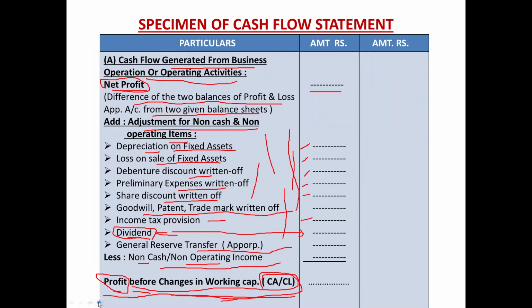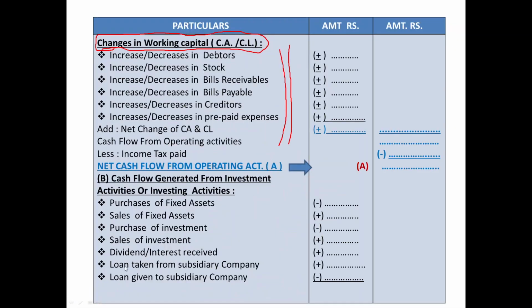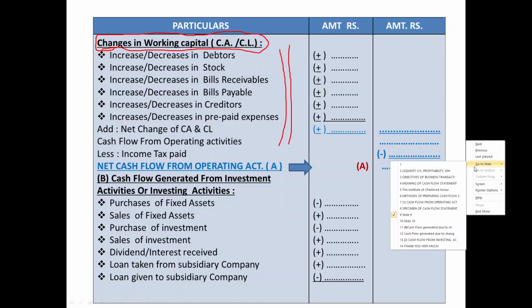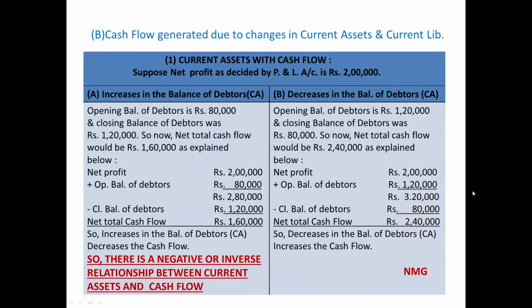So once you have decided the cash profit from business operation by giving the changes of non-cash and non-operating items, now we are going to give the impact of changes in current assets and current liabilities. Before we verify all these items of current assets and current liabilities, let us discuss how to report these changes of current assets and current liabilities. Let us have a little bit detailed conceptual discussion regarding the changes in current assets and current liabilities. Have a look.